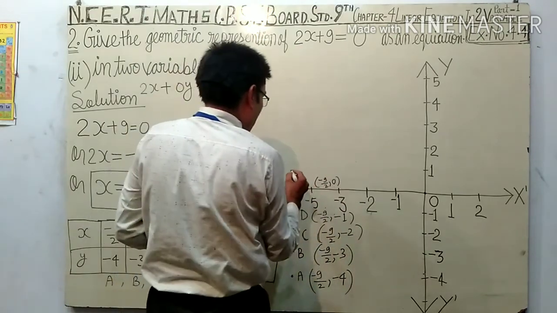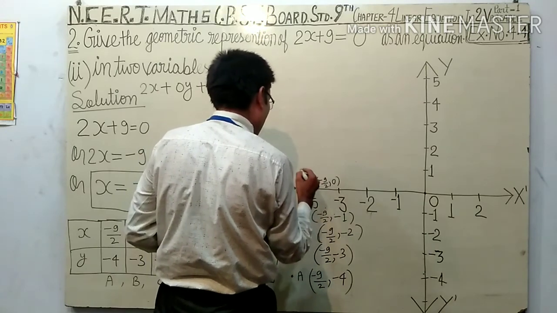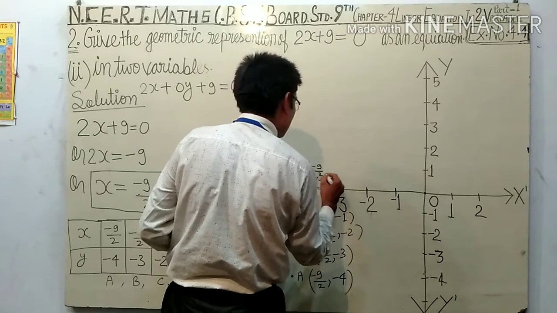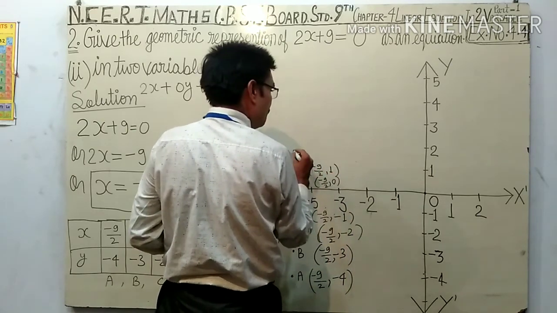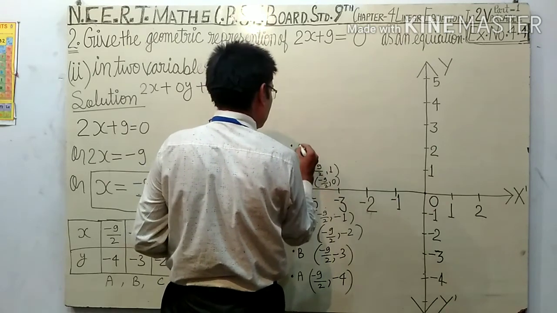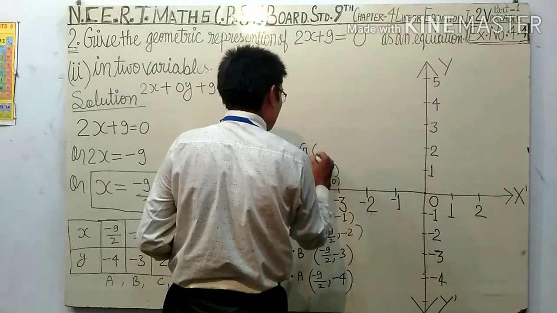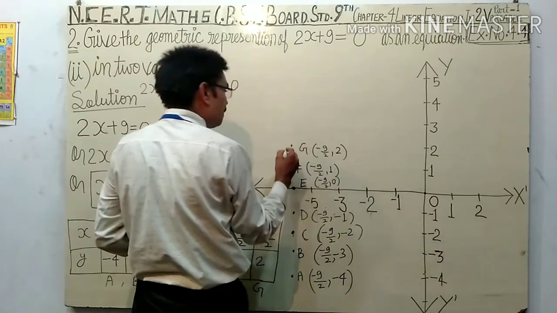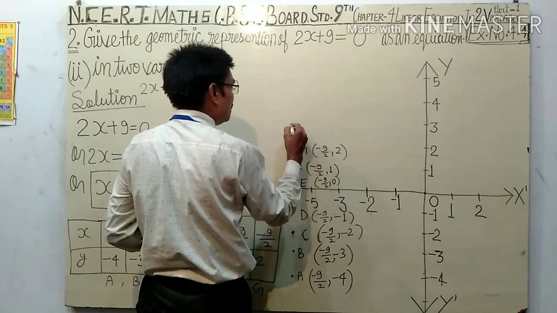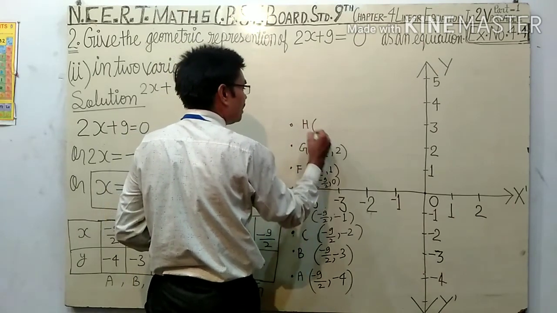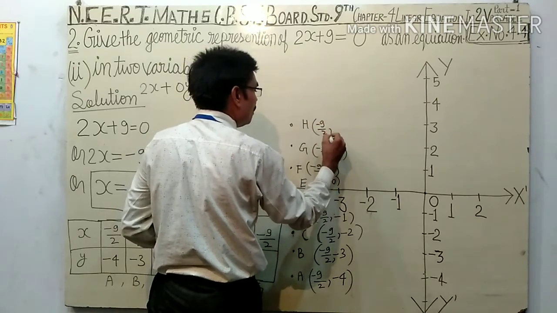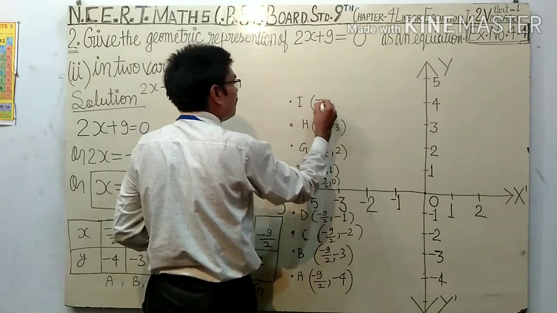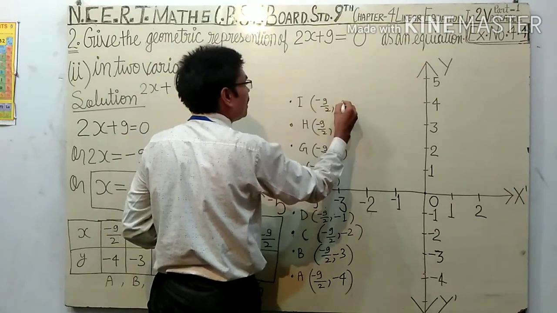Now here is point F with coordinates -9 by 2, 1. Here point G with coordinates -9 by 2 and 2. Here point H with coordinates -9 by 2, 3. Point I with coordinates -9 by 2 and 4.